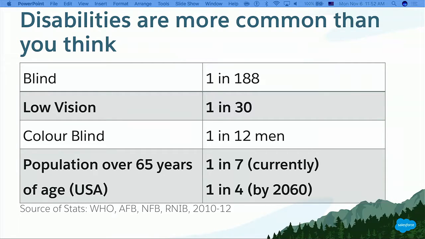They're very well known. So disabilities are more common than you think, and the one I want to draw attention to is the one there at the bottom. And that is that the population of people who are over 65 within the USA is about 1 in 7, and that's rapidly increasing. It's going to be about 1 in 4 by 2060. And that means that basically many of your end users are older, and older people tend to work later in life these days. So it's even more important to think about disabilities, because they're more common with older people.